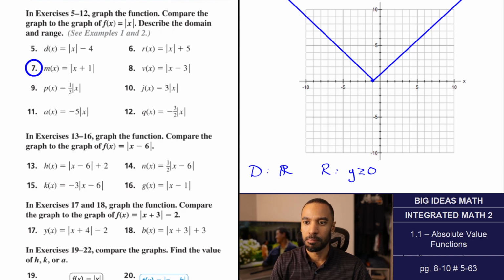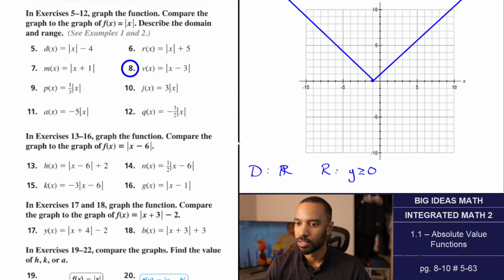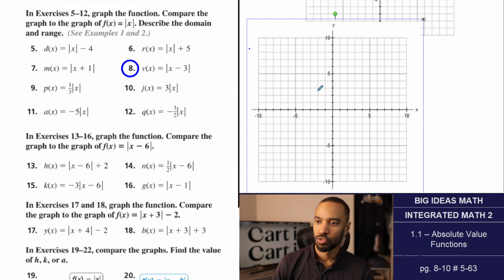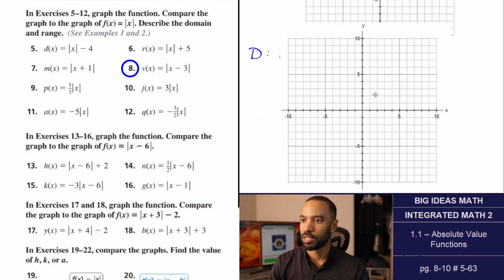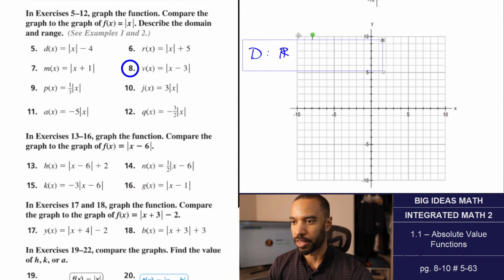All right, number 8. Absolute value of x minus 3. And I have to pause after this for 1 moment. I want to fix something on my next slides. Let's do this right here. Let's get rid of that.